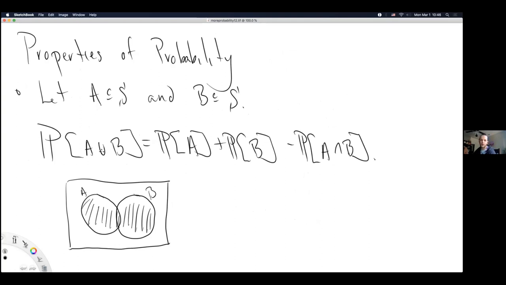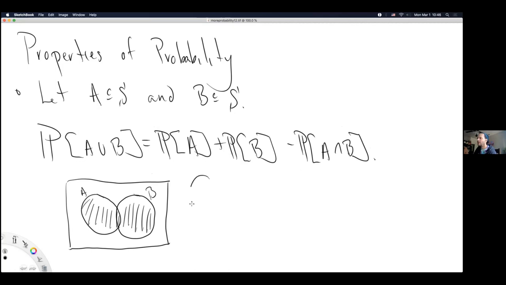So let's give you all a quick question. Why do we have to subtract off the probability of the intersection? Because if not, we're adding that little section twice, right? Perfect. If you don't subtract off the intersection, you're adding the intersection twice.